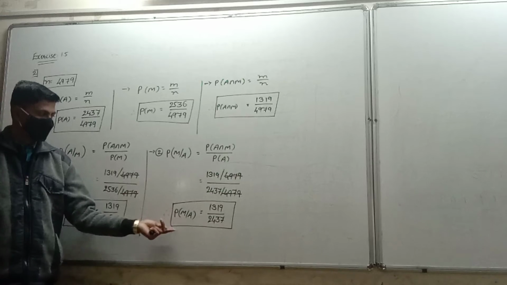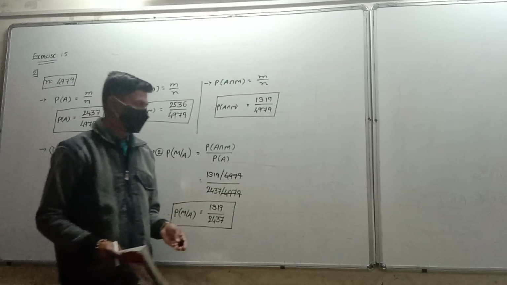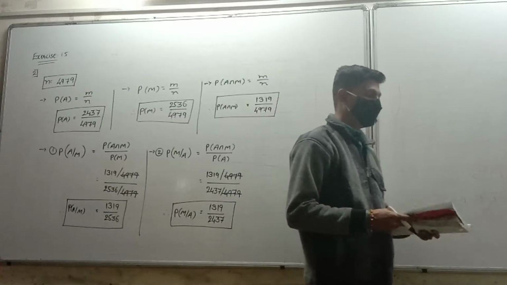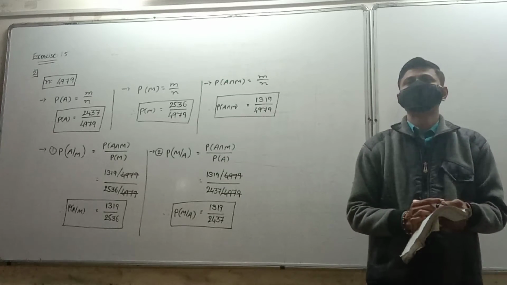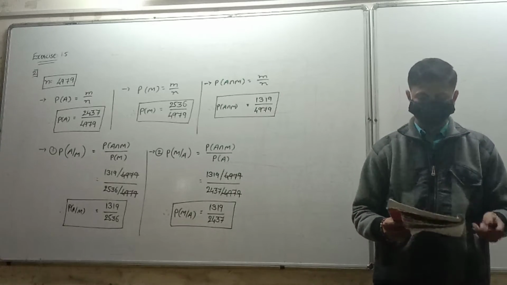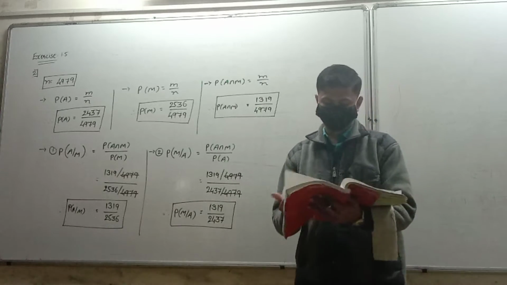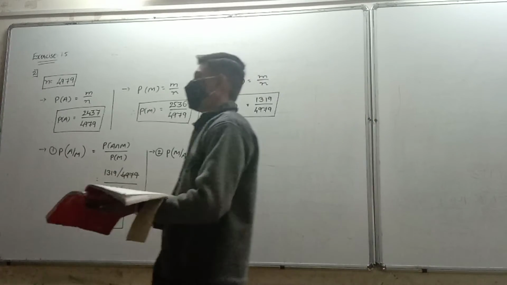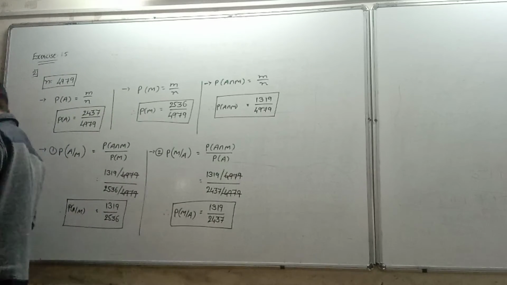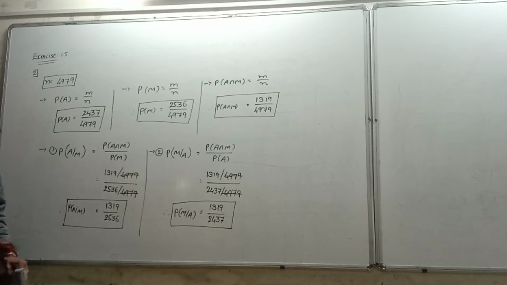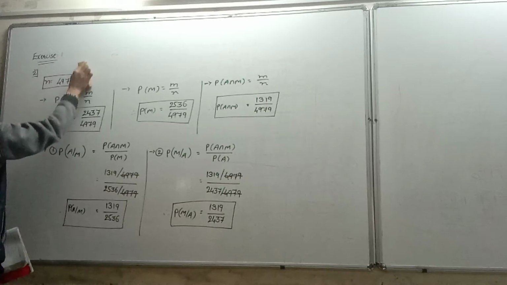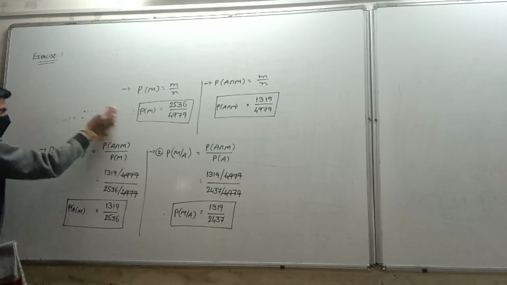P of M given that of A is equal to 1319 upon 2437. Okay, you have completed question number 2. Now next, exercise 1, section A.